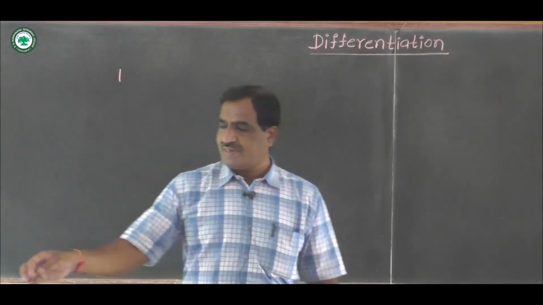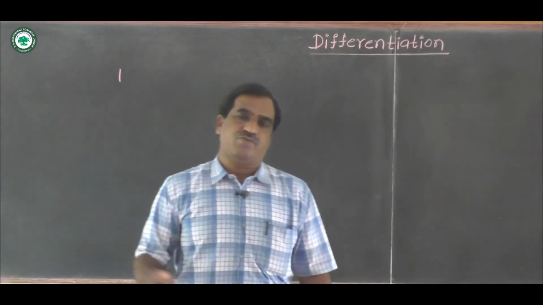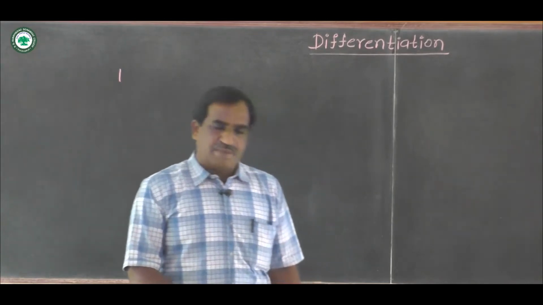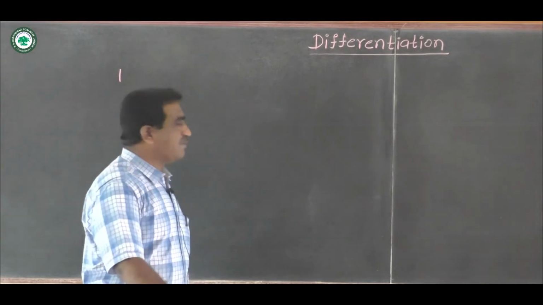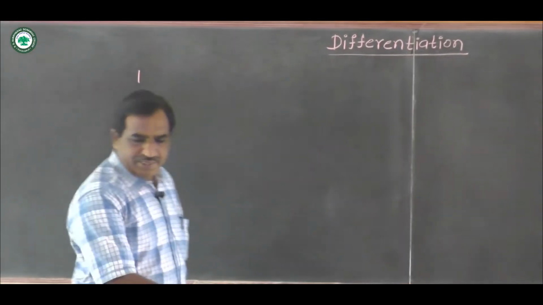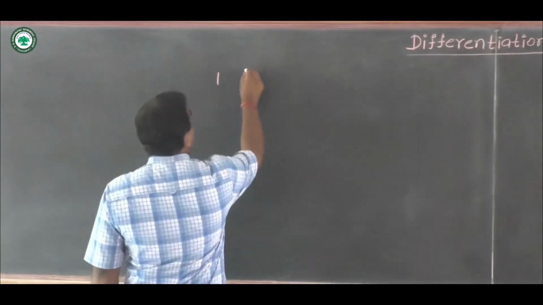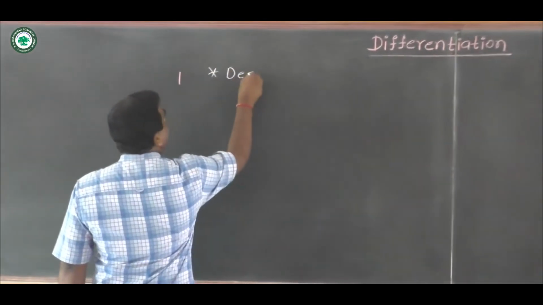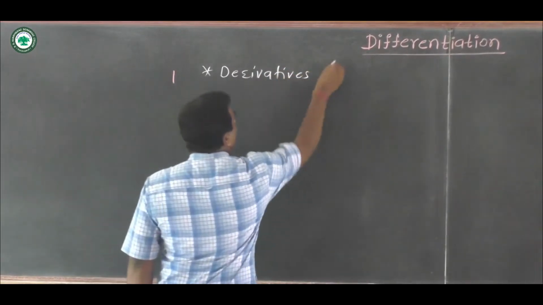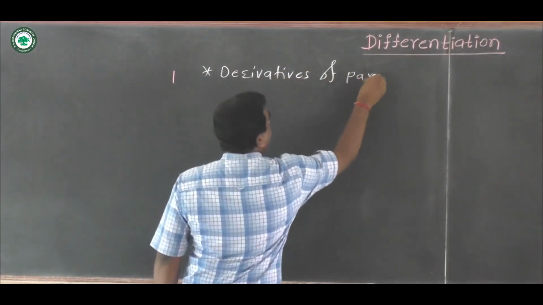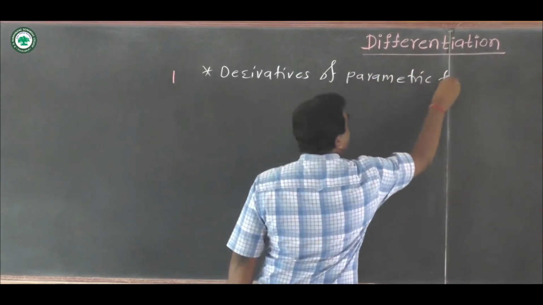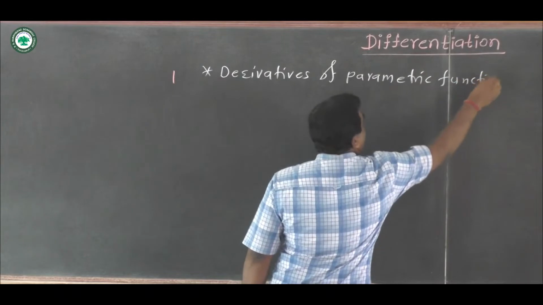Now first we see what is meant by derivatives of parametric function. First we see parametric function and then parametric rule and differentiation of one function with respect to another function. Now first we see derivatives of parametric functions.